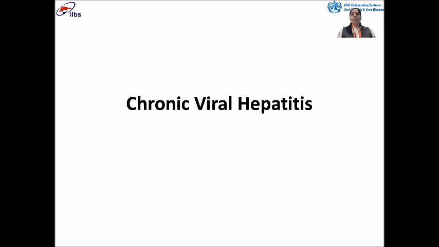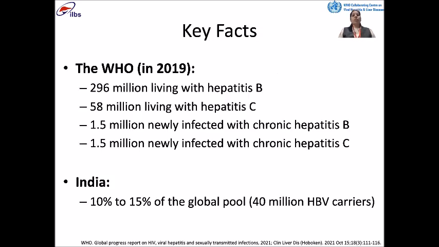We have studied hepatitis A virus and E virus. Now let us study chronic viral hepatitis, that is hepatitis B, C, and D. When we talk about key facts, India has around 10% to 15% of the global pool, that is 400 million HBV carriers. According to WHO in 2019, 296 million were living with hepatitis B and 58 million with hepatitis C, with around 1.5 million newly infected cases each of chronic hepatitis B and C.